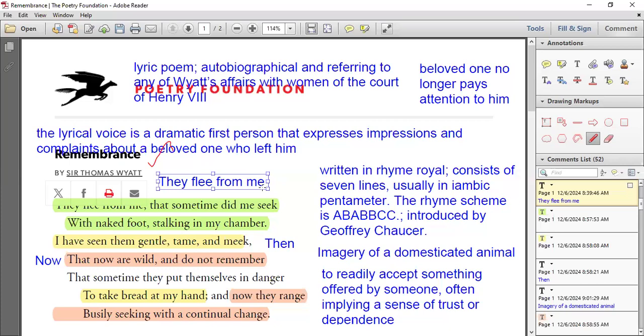Yes. Now, coming to the poem Remembrance. This Remembrance is written in a very, very personal tone. And so when it is written in a personal tone, what point of view is used in the poem?